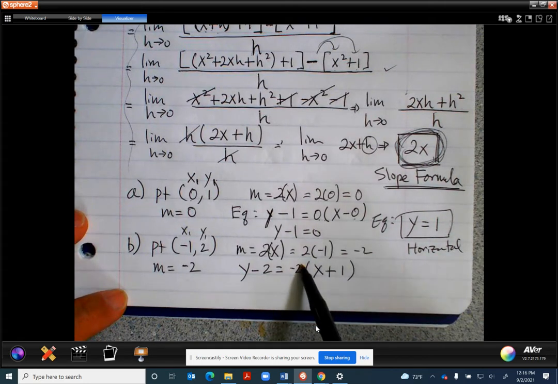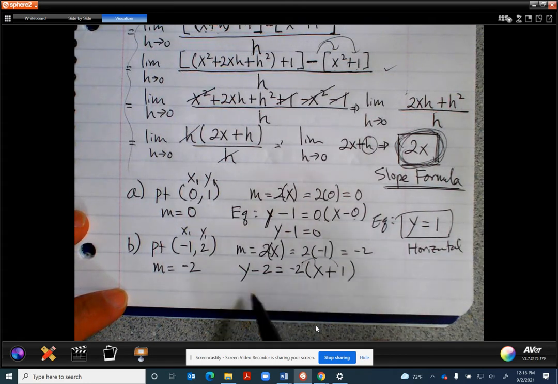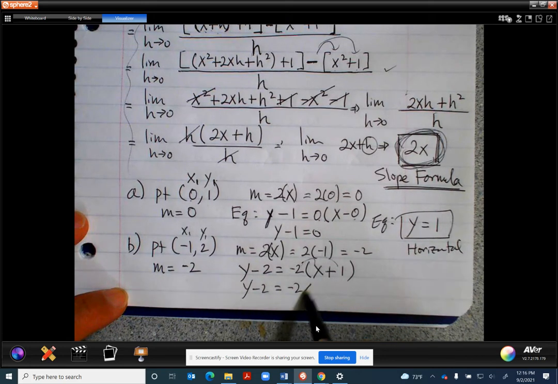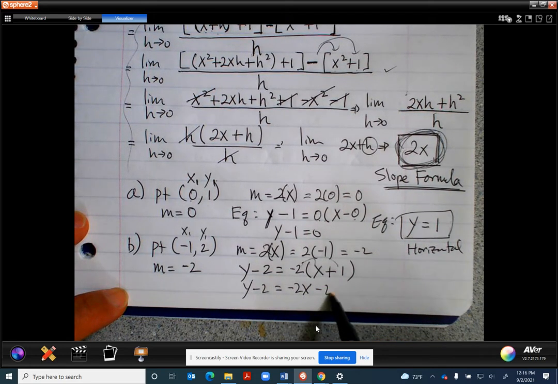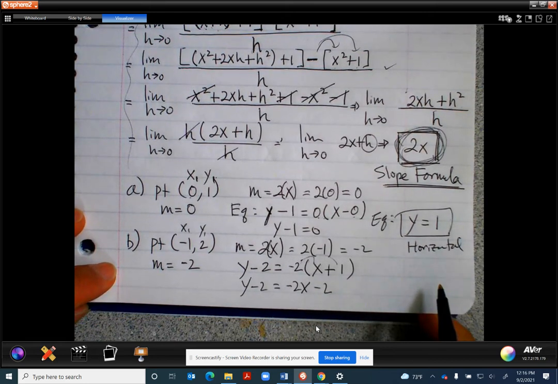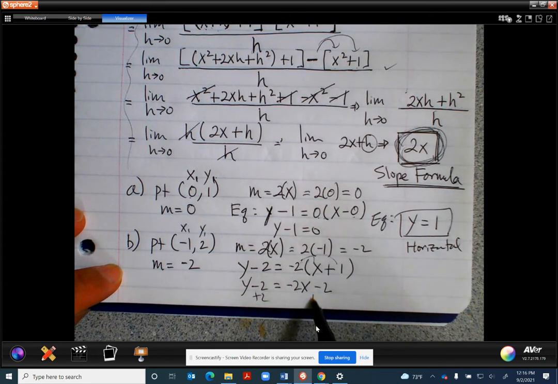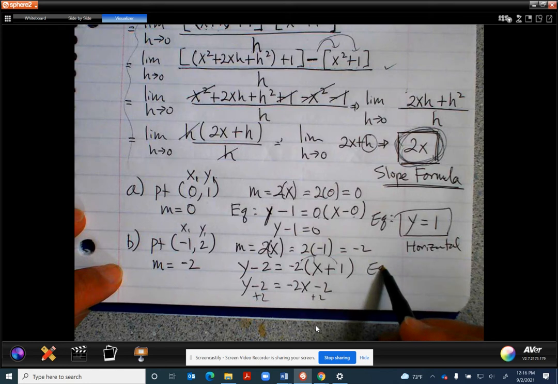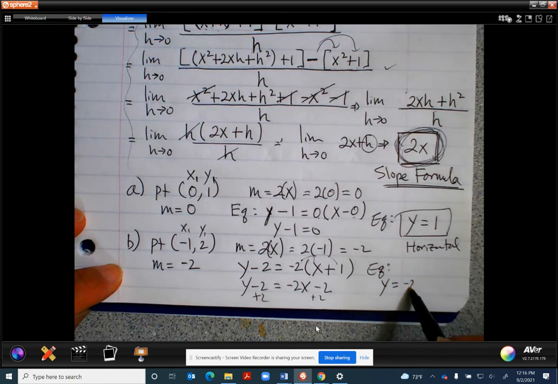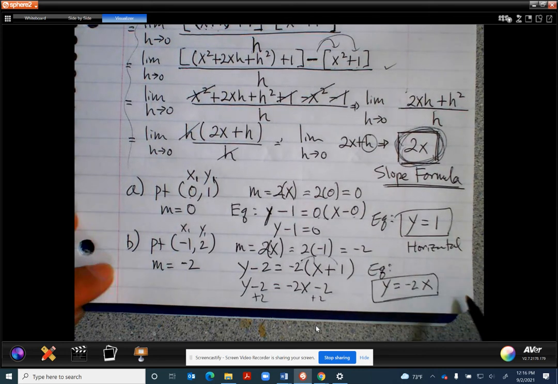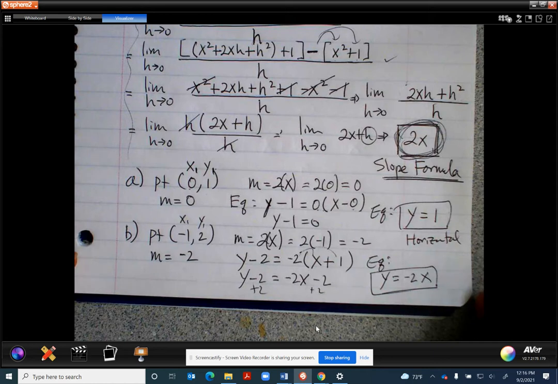And what do? Can I distribute? All right, so y minus 2 is equal to -2x minus 2. And then which one do you move over? Plus 2 and plus 2. So what is your equation? Y is equal to -2x is the equation of the other tangent line. All right, so I'll give you time to copy that.